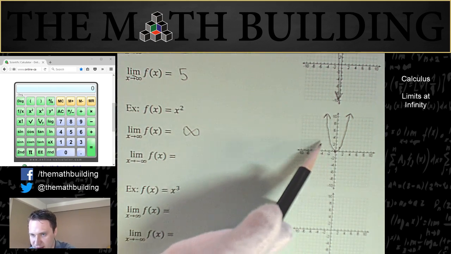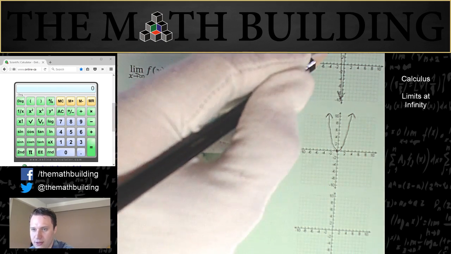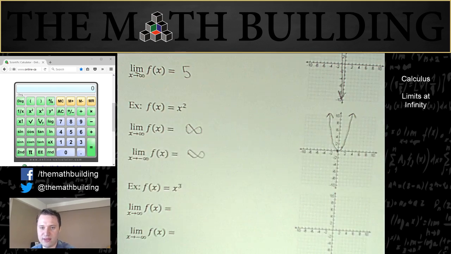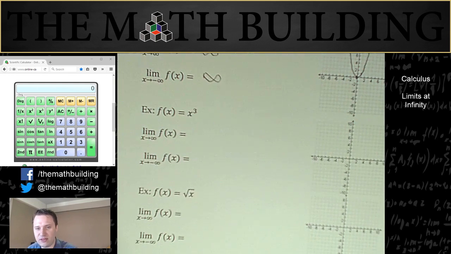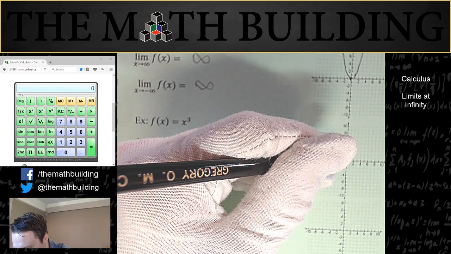How about as x goes to negative infinity? Same story. It's going to go up forever. So as x goes to negative infinity, we're going up in both ways. So both limits, both end behaviors, are infinity. How about y equals x to the 3? What are those limits going to be? Well, hopefully you know that y equals x to the 3 looks like this.